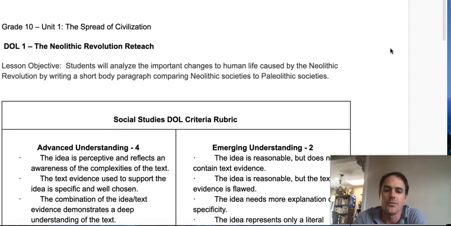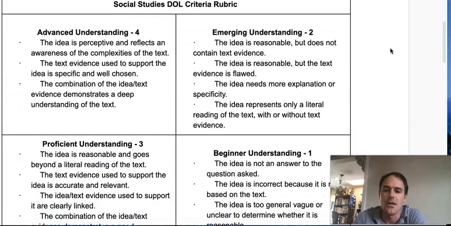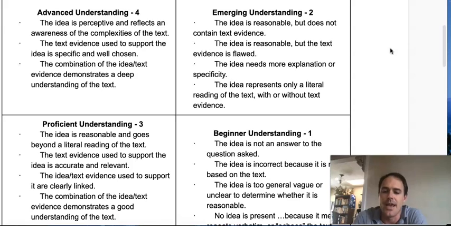So let's get really familiar with it, beginning with the beginning understanding. This is the 58 in the gradebook. This is the F. You're not really understanding the task. In more detail, look at these bullets. The idea is not an answer to the question asked. I got some like this. Or the idea is incorrect because it is not based on the text. Or it's too general or unclear. I got one response that sounded like it was copied from the internet, and it was not in response to the question. So that's the criteria for the beginner understanding.